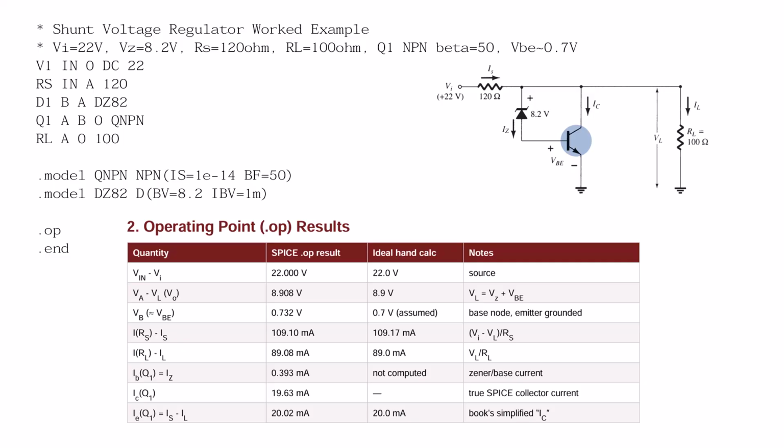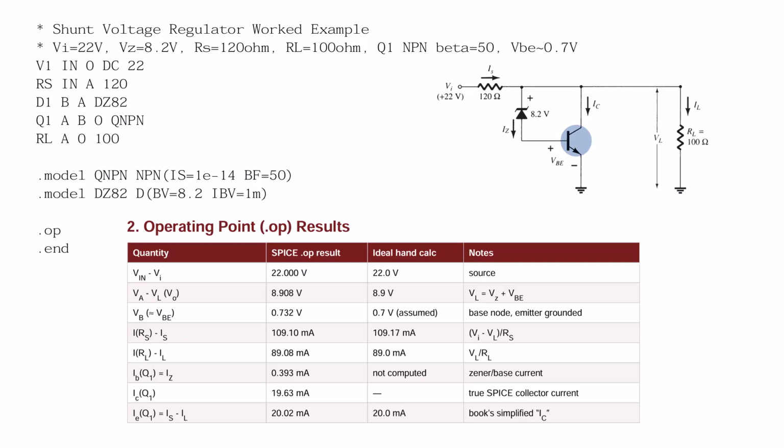The load draws about 89 milliamperes, so approximately 20 milliamperes remains for the transistor branch. LTspice gives an output of 8.908 volts, in very close agreement with the ideal hand value of 8.9 volts.